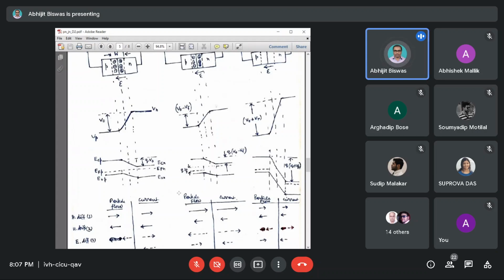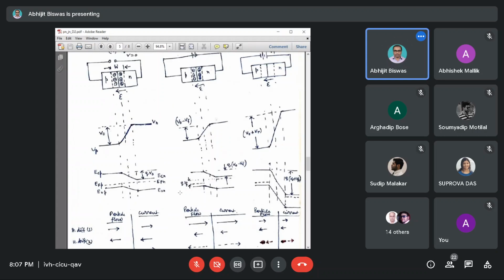So is it clear to all of you? This equilibrium band diagram under equilibrium condition?